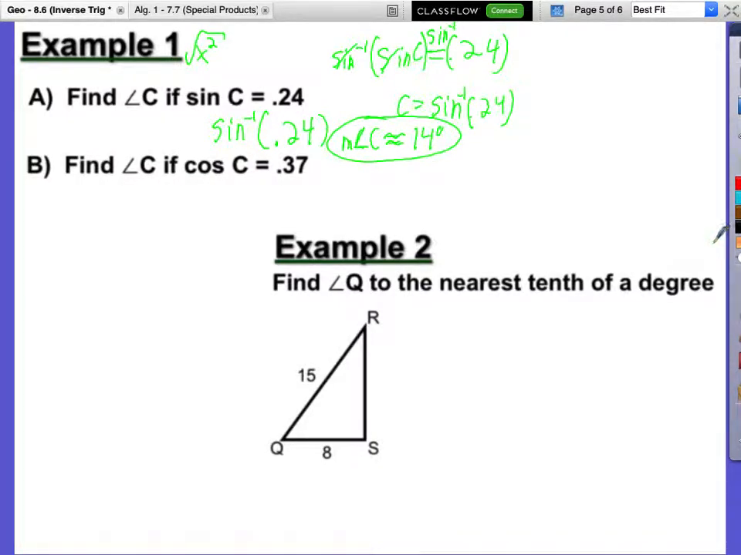Let's look at letter B here. I want you to try and do letter B on your own. Once you're done, please raise your hand so I can check it or someone else can check it, or if you have questions, please raise your hand. And let's round to the nearest whole degree, okay? Go ahead, check.